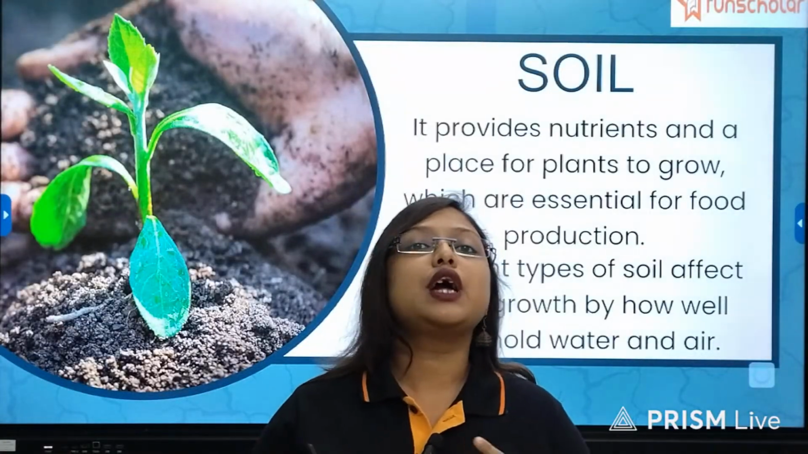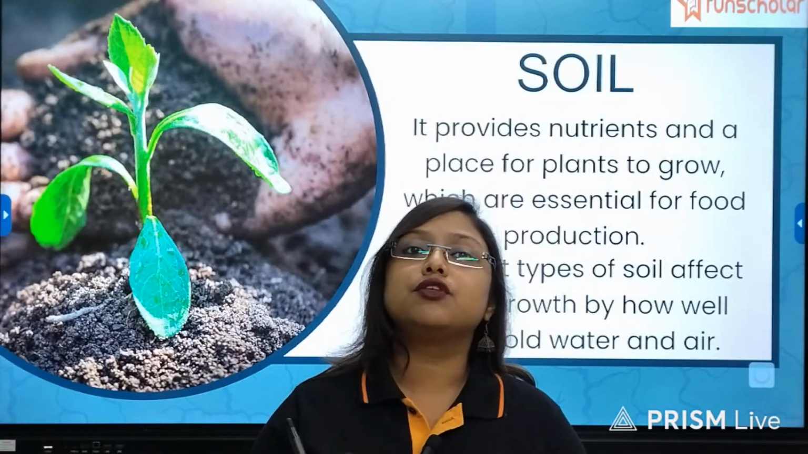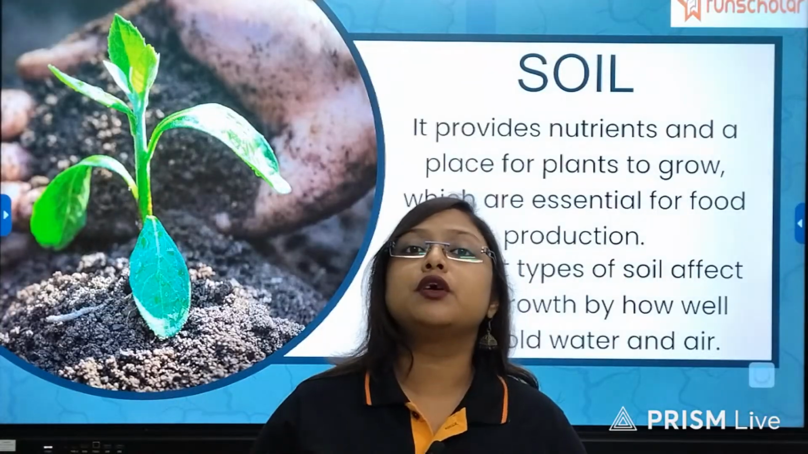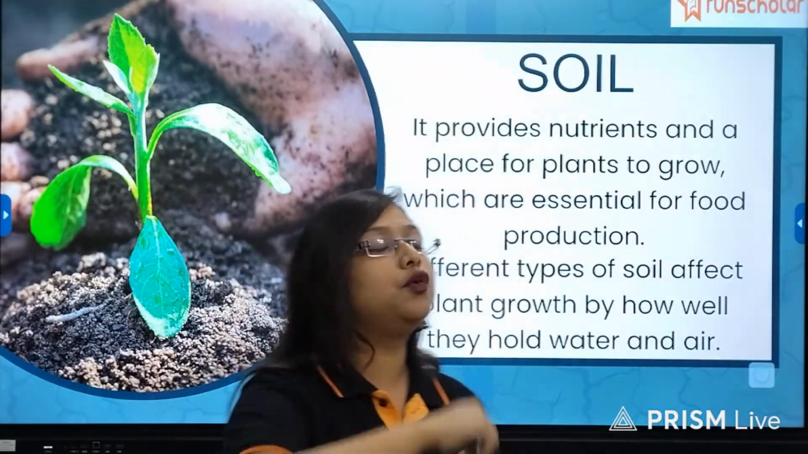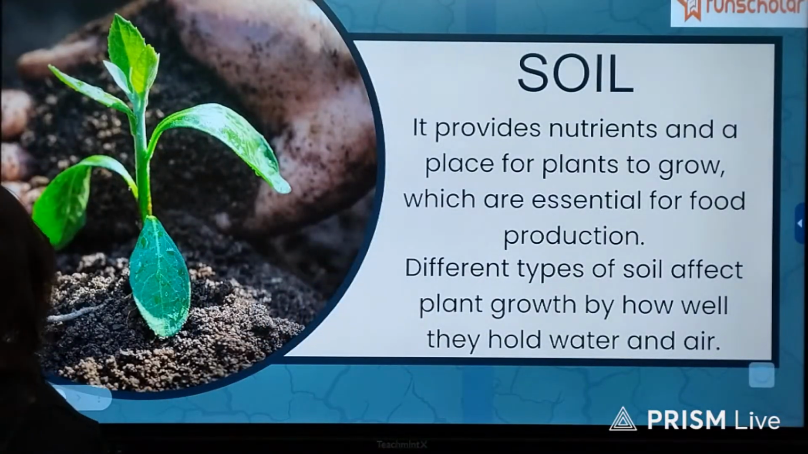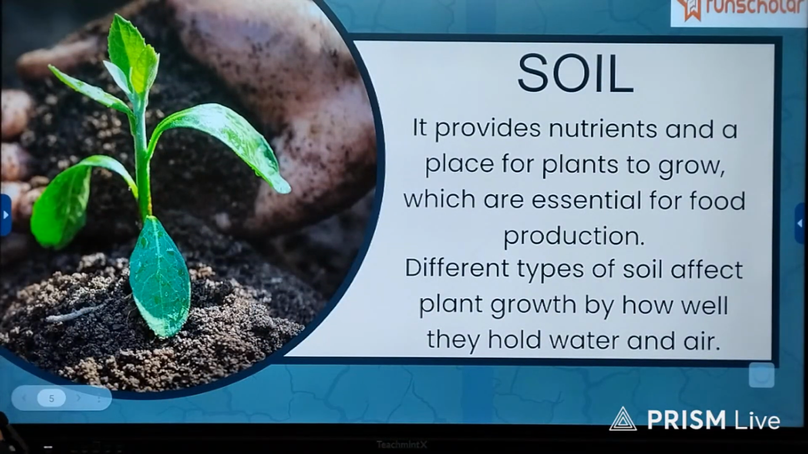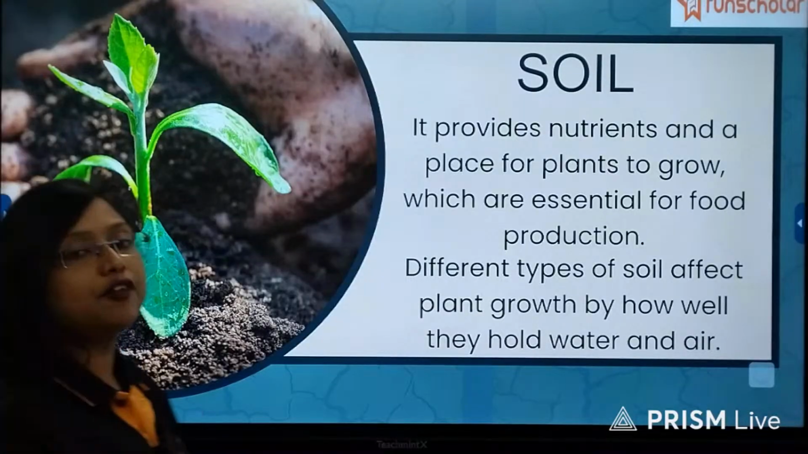So there are different kinds of soil, with different water conserving capacity and water holding capacity as well as air holding capacity. So let's get to know about it. Here is a picture of a plant. You know, we already rooted it in the soil. It's a real picture. We already planted it and made it for you.